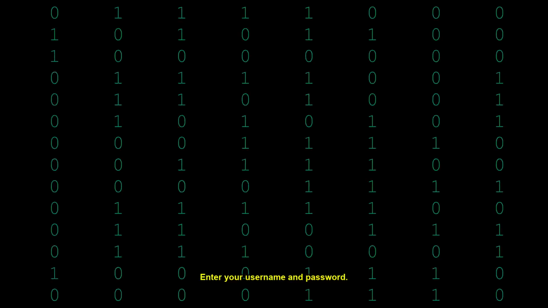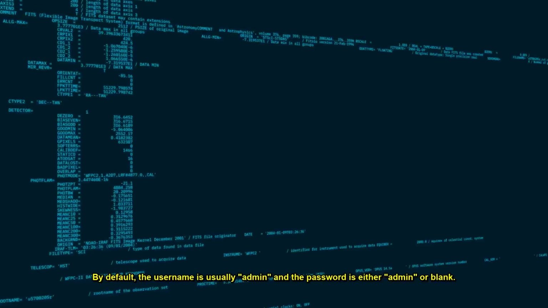Enter your username and password. By default, the username is usually admin and the password is either admin or blank. Once logged in, navigate to the security section in the main menu on the left side of the interface. Look for the AI protection option and click on it to open the AI protection settings.